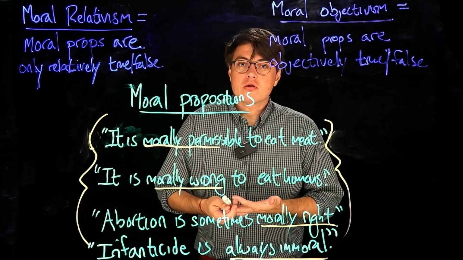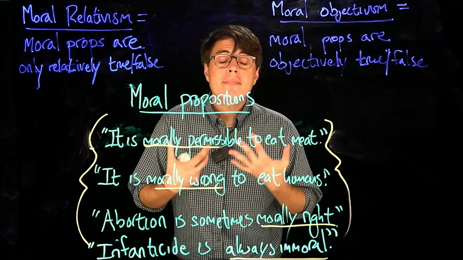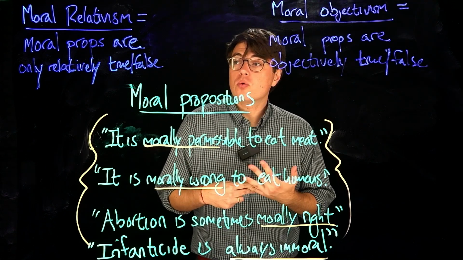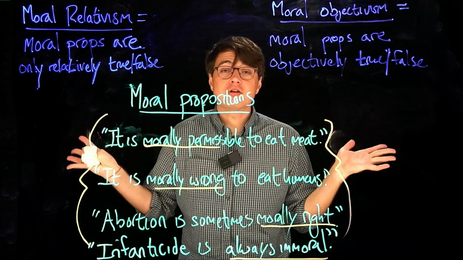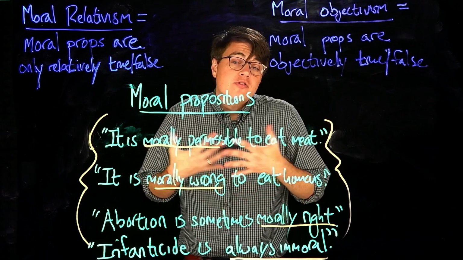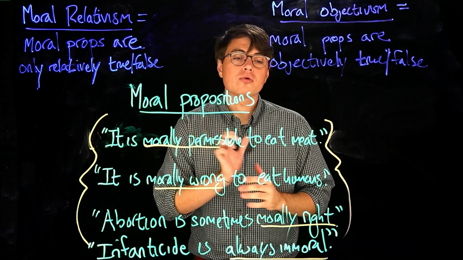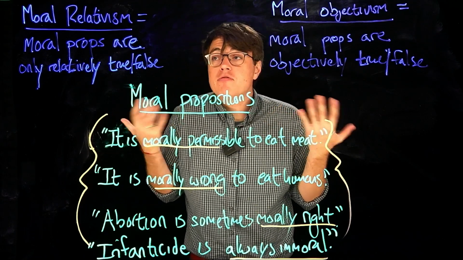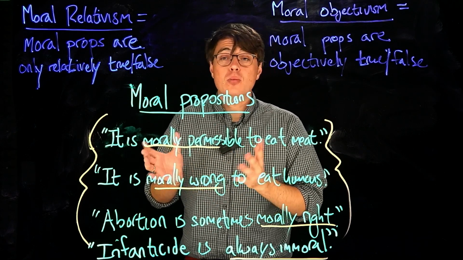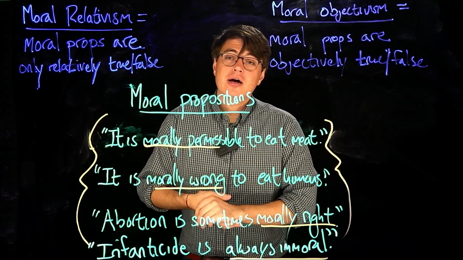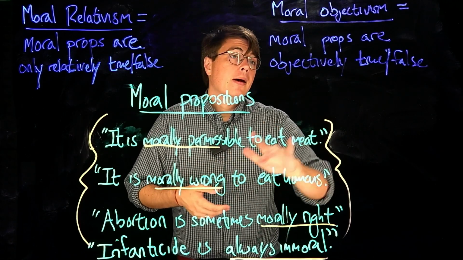Moral relativism we can understand as the view that moral propositions are relatively true or false. It makes no sense, according to moral relativism, to ask whether the proposition that it's morally permissible to eat meat is objectively true or not. Instead, you have to specify, well, for whom? I mean, for you, it might be true that it is morally permissible to eat meat, but for me, it might be false. Likewise, it might be morally right for one culture to eat humans and morally wrong for another culture to eat humans. That is, this proposition might be true for them, but false for us, say.